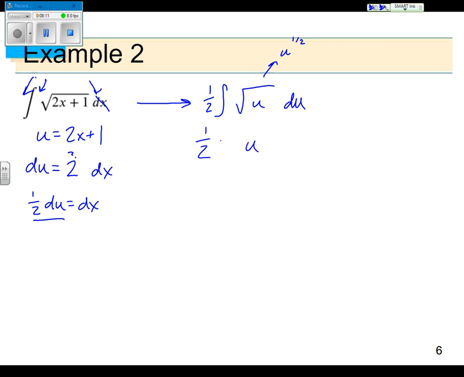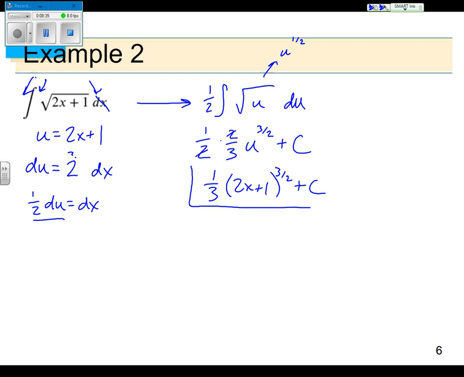And so if I integrate u to the 1/2, take the antiderivative of it, I need to raise the exponent by 1. That would be u to the 3/2. And then put it over the new exponent. Dividing by 3/2 would be the same as multiplying by 2/3. Then you get the plus c. The 2's cancel. You're left with 1/3. And then your u is 2x plus 1. Raise that to the 3/2. And you get plus c. So we are able to integrate a little bit harder of a function now thanks to this u substitution.